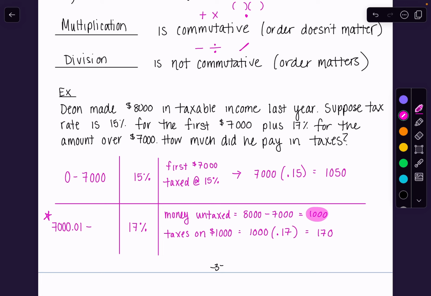Okay. So his total taxes then are just the sum of these two. So his total taxes is $1,050 plus $170. So in total, Dion's going to be paying $1,220 in taxes.